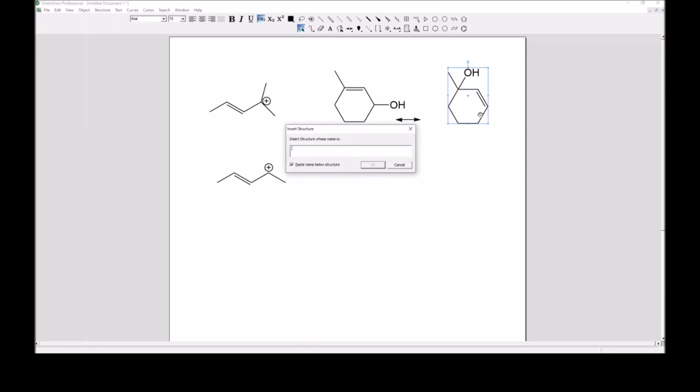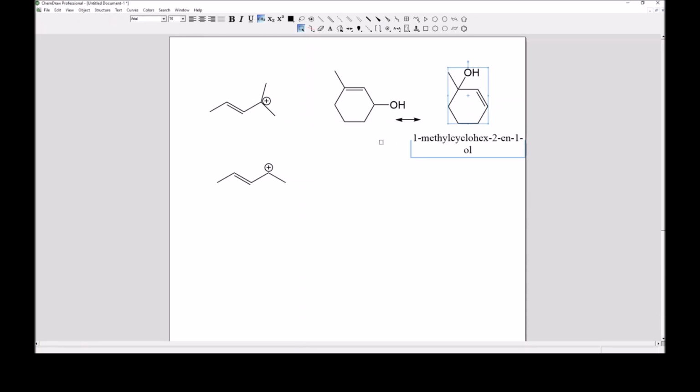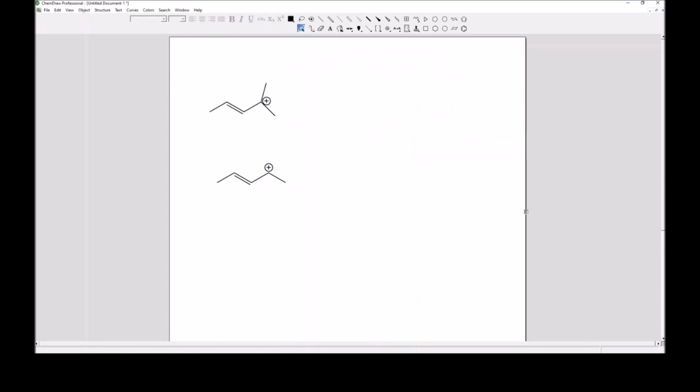We can check that by naming them. Let me pop the name up on this one. So this is 1-methyl-cyclohex-2-ene-1-ol, and this one over here would be 3-methyl-cyclohex-2-ene-1-ol. So this compound is not going to meet the criteria that we've outlined, where it has to undergo SN1 hydrolysis. It will do that, but it should only produce one product, and in this case it produces two different products.